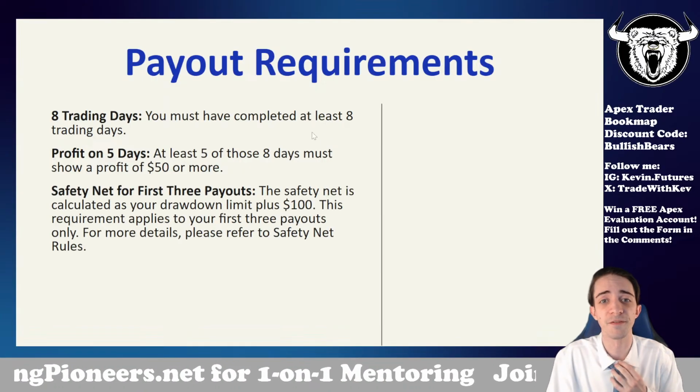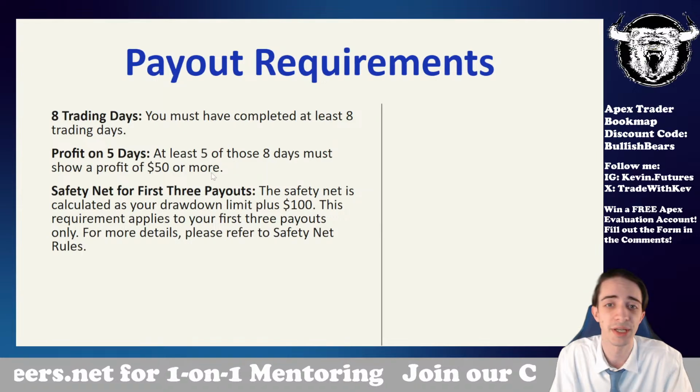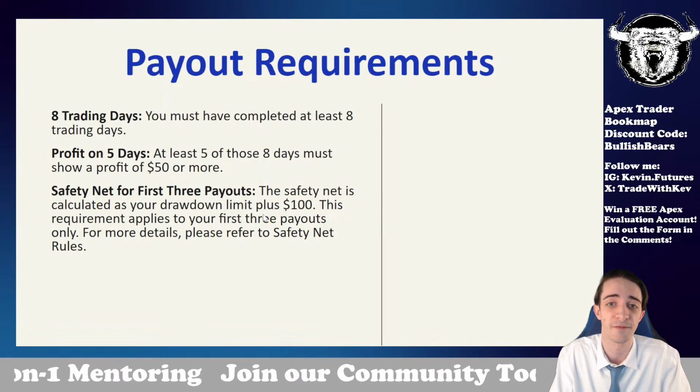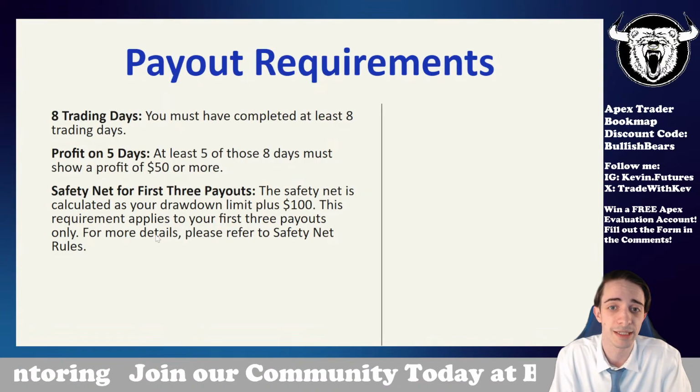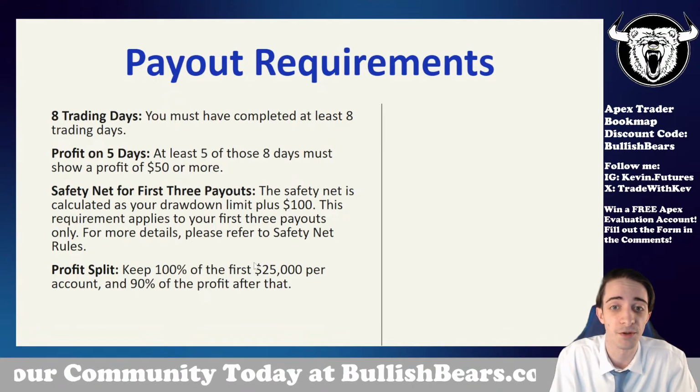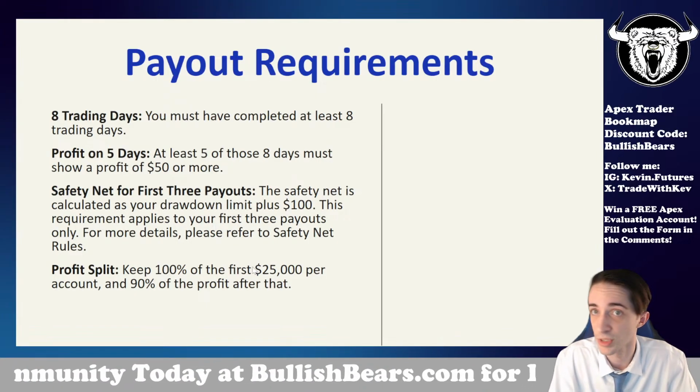So, safety net for first 3 payouts. The safety net is calculated as your drawdown limit plus $100. This requirement applies to your first 3 payouts. For more details, please refer to safety net rules. Profit split: you keep 100% of the first $25,000 per account. That's huge, per account.